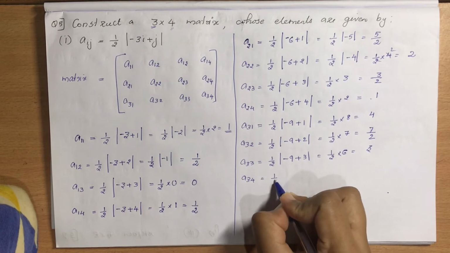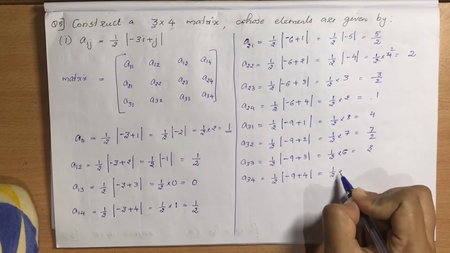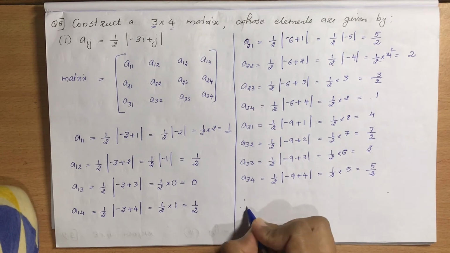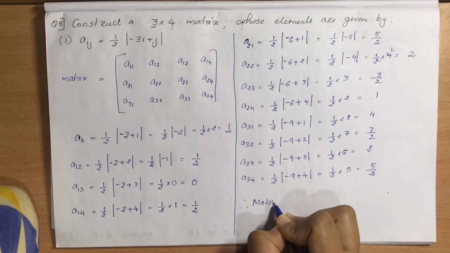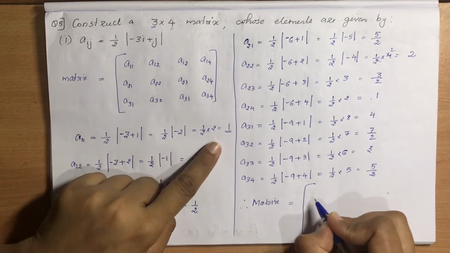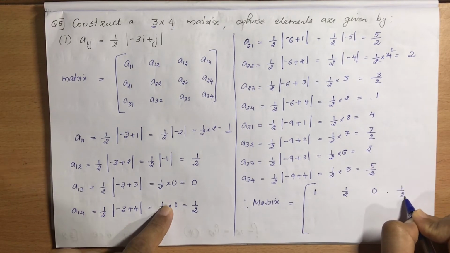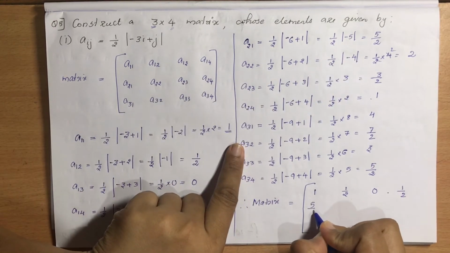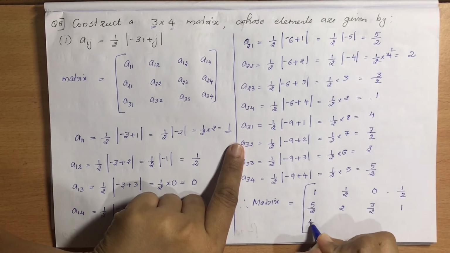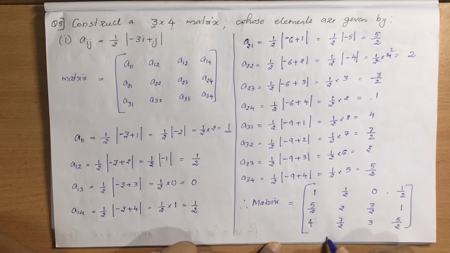A34 equals 1 by 2 into minus 9 plus 4, so 1 by 2 into 5, that means 5 by 2. So the required matrix we can write. Therefore, matrix equals: first row 1, 1 by 2, 0, 1 by 2. Next row 5 by 2, 2, 3 by 2, 1. Next is 4, 7 by 2, 3, 5 by 2. This is the required matrix.